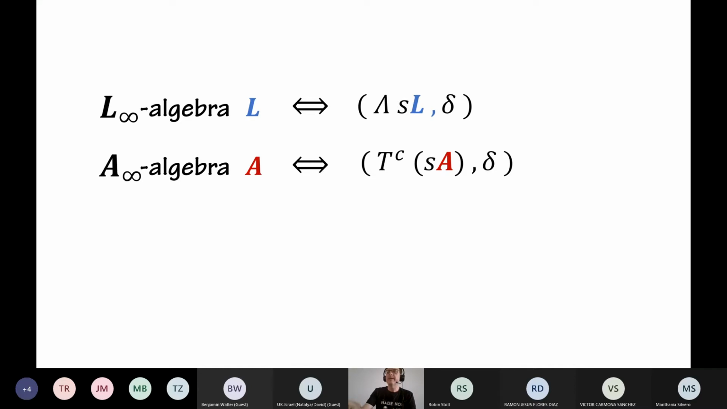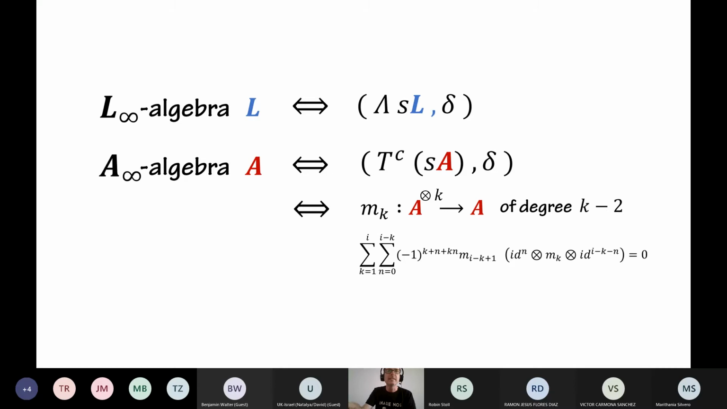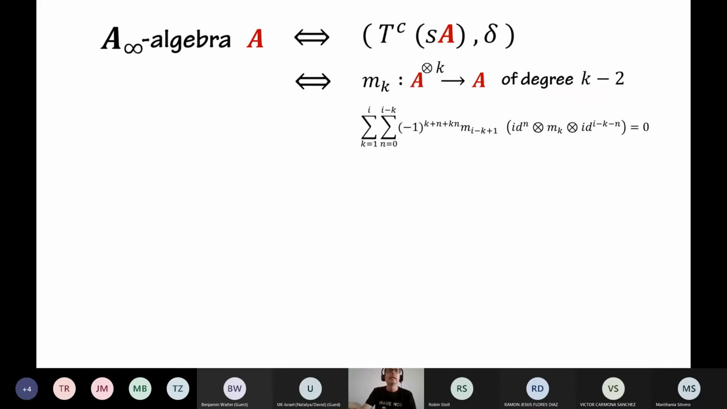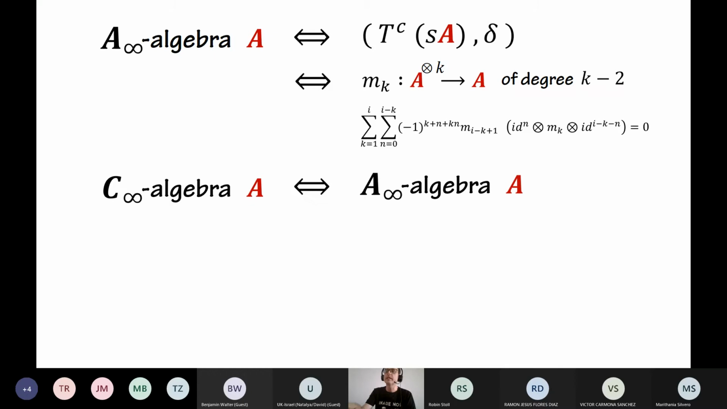And we can also define a notion of C-infinity algebra, an infinity commutative algebra. Well, this can also be written in terms of a family of linear maps of degree k-2 which satisfies some identities. And we can define a C-infinity algebra to be an A-infinity algebra whose higher products vanish on the shuffle products.